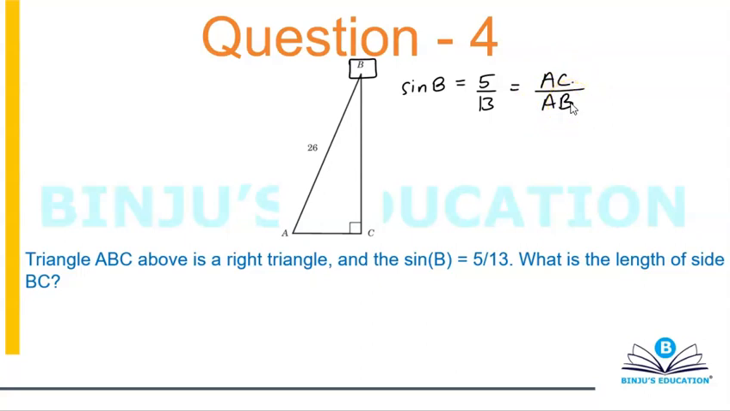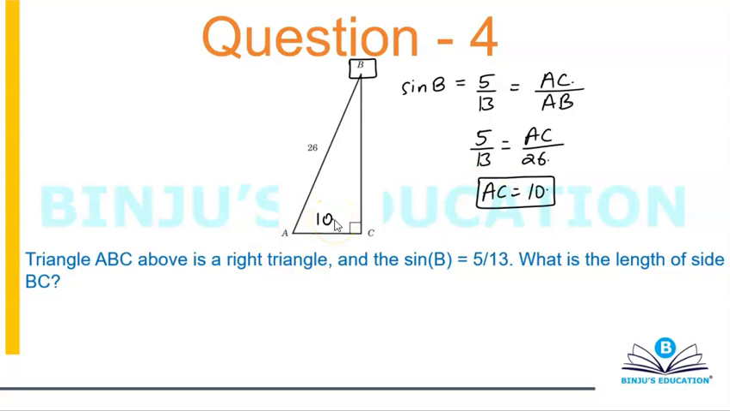What is the length of side BC? Alright, they are asking us to calculate BC. Now if sine of B is 5 by 13, which is AC by AB, so we can say that 5 by 13 will be equal to AC, which I don't know, over AB, which is 26. Now use the ratio, we know that 26 is 13 times 2. So AC will automatically become 10, so this is 10.